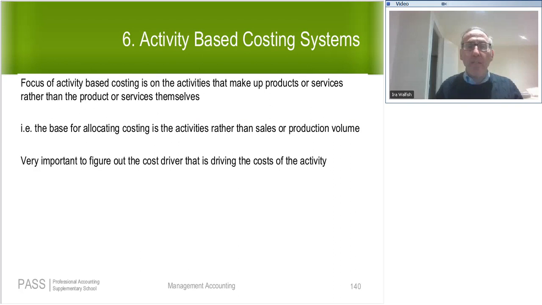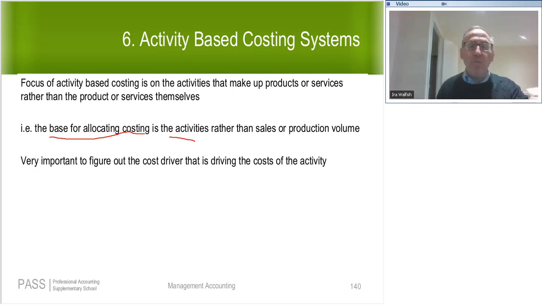The focus of activity-based costing is on the activities that make up products or services rather than the products or services themselves. So at the end of the day, what we recognize when we use activity-based costing is that in order to produce a product, or provide a service, requires a number of different activities. So with activity-based costing, the base for allocating cost is the activities themselves. Once we allocate cost to the activities, then we simply need to add up the cost we allocated to each of the activities to come up with the total cost of production or the total cost to provide the service.